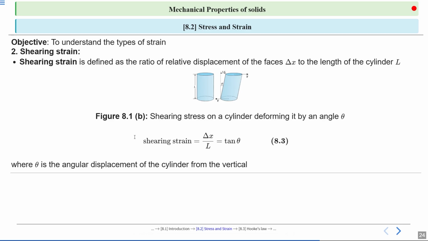So shearing strain is equal to delta x upon L, which is equal to tan theta. In this equation, theta represents the angular displacement from the vertical. This relationship helps us quantify how much a material has been sheared.